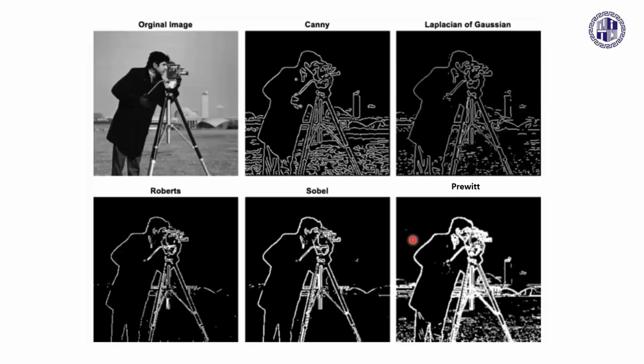Here I can give you examples of the various edge detection operators used. This is the original image. This is the same version used by the Canny edge detector. This is Laplacian of Gaussian. This is the Prewitt, this is the Sobel, and this is the Roberts operator. We can clearly differentiate the edges over here.